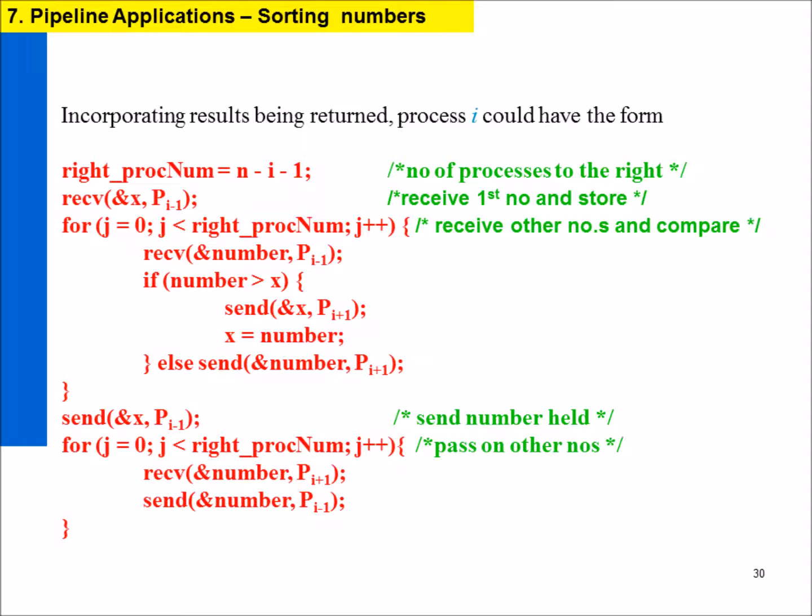Now more numbers pass through a process as processes get nearer the master process. So great care is needed in programming to ensure that the correct number of sends and receives are present in each process. Process n-1 has no receives and 1 send to process n-2. Process n-2 has 1 receive from process n-1 and 2 sends to process n-3 and so on. It will be very easy to mismatch sends and receives, in which case you will get a deadlock situation.